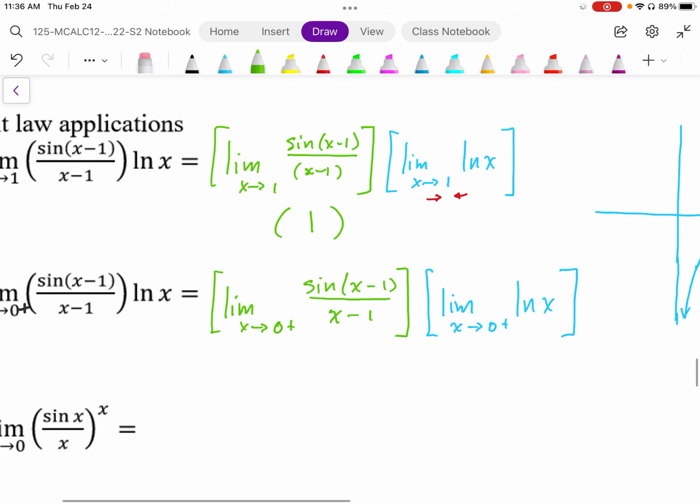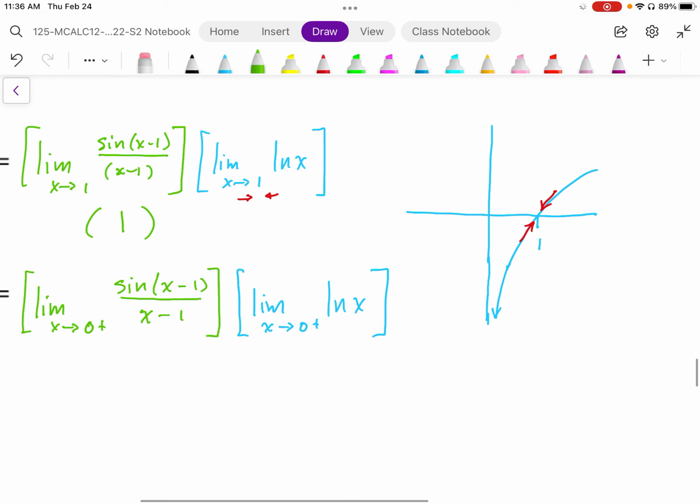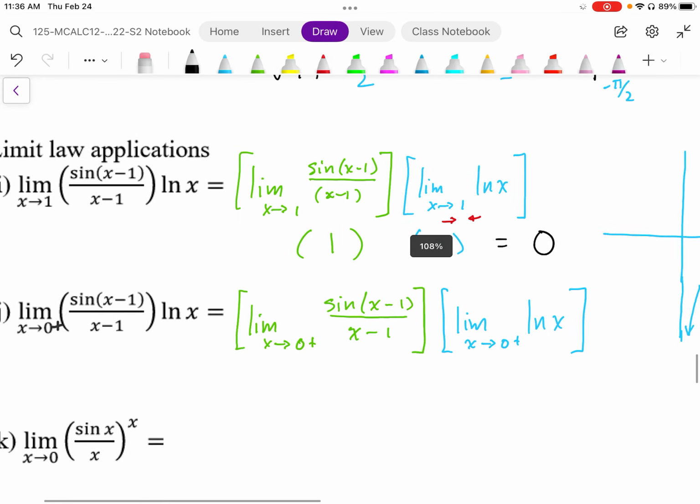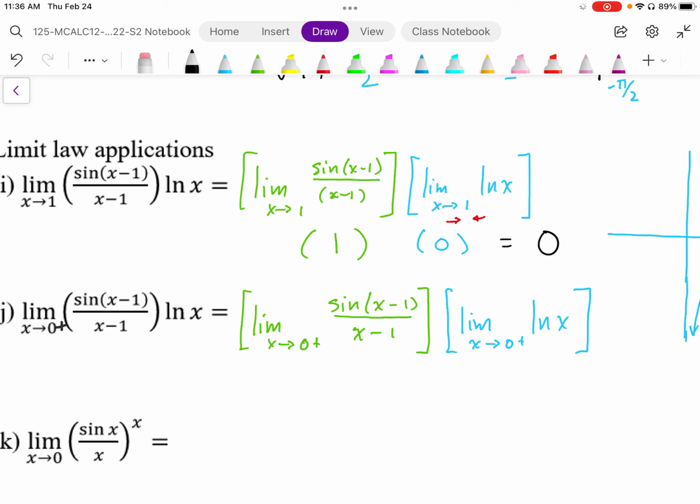When we look at the ln part as x approaches 1, if we take a look at the log graph, this blue graph is the log graph. As it approaches 1 from both sides, it's really just going to be equal to 0. In fact, we can just plug in x is 1, and we get log 1 is 0, and so the limit is going to be equal to 0 for that whole piece. So sin(x minus 1) over (x minus 1) times ln x as we go to 1 is going to be equal to 0.